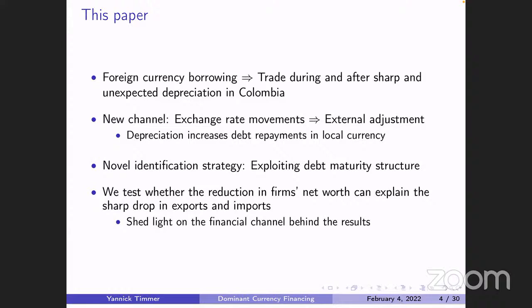We also exploit a novel identification strategy, and we do not only exploit the total borrowing of the firm just before the depreciation, we also look into exactly when the firms have to repay their debt during this episode of the depreciation, and calculate how much additional debt in local currency the firms have to repay just because of this volatility and the strong depreciation in the exchange rate.